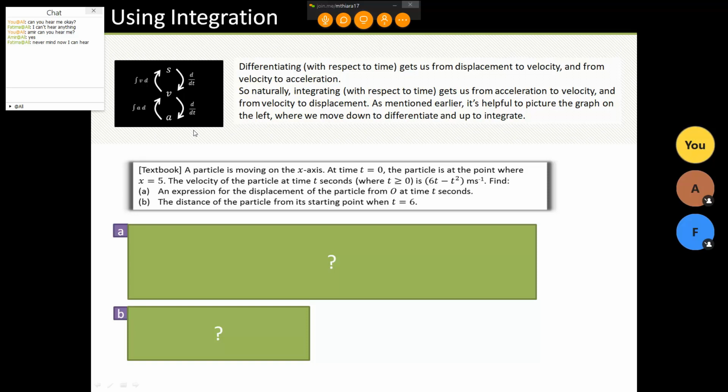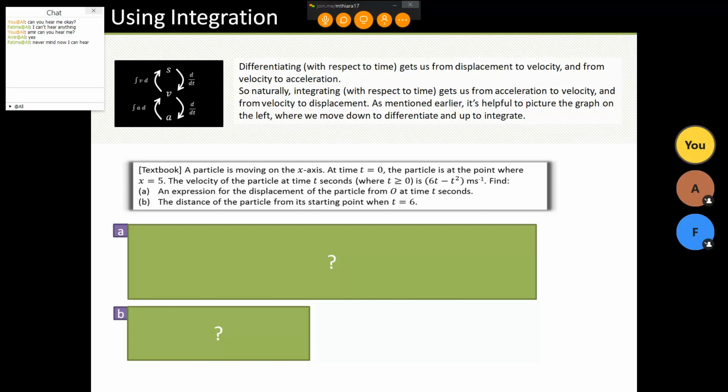So let's have a look at this question here. It says a particle is moving on the x-axis. At time t = 0 the particle is at the point where x equals 5. The velocity of the particle at time t seconds is 6t minus t squared meters per second. Find an expression for the displacement, and then the distance the particle is from its starting point when t equals 6.